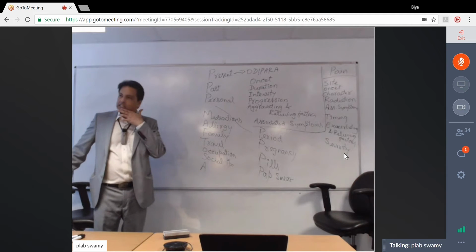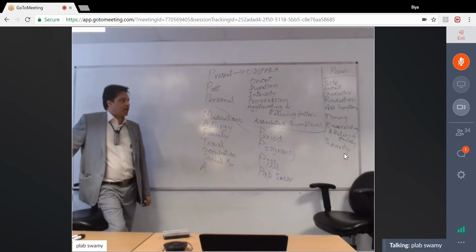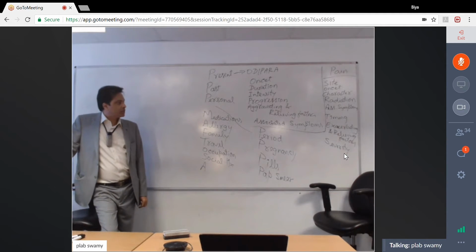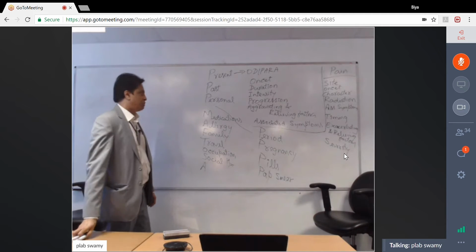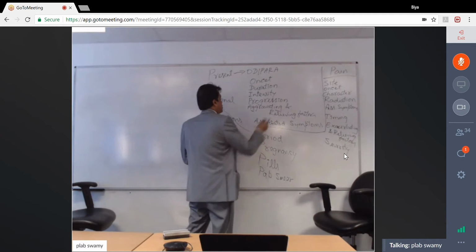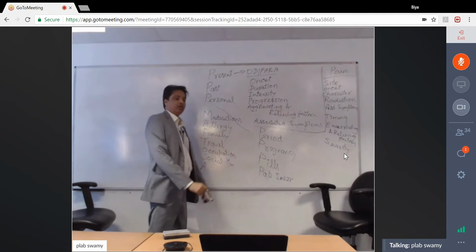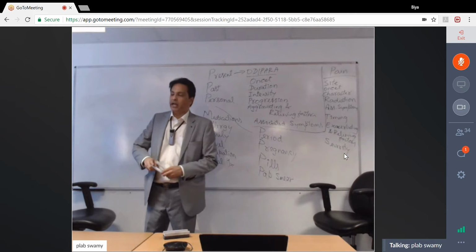Site, onset, character, radiation, associating timing, exacerbating and relieving factors, and severity. Now the mnemonic for pain is SOCRATES. The mnemonic for all the symptoms other than the pain is ODIPARA.